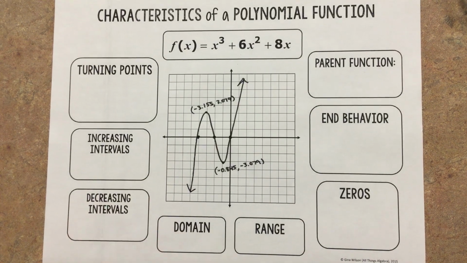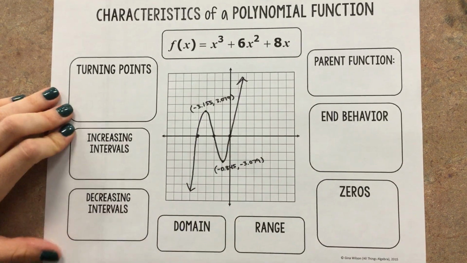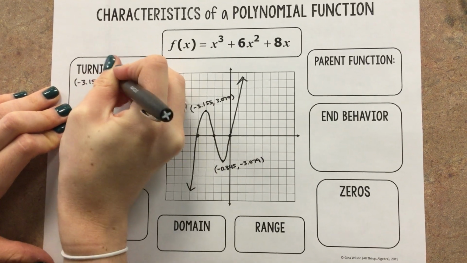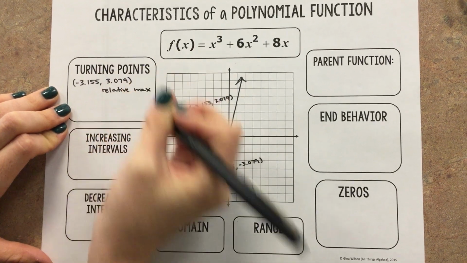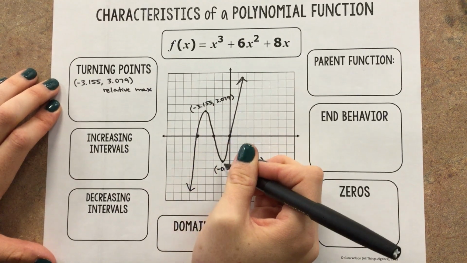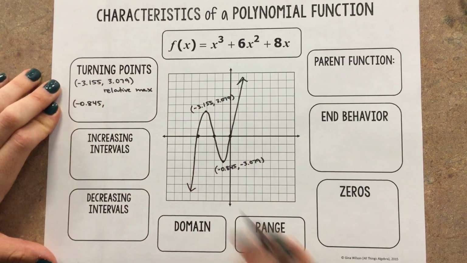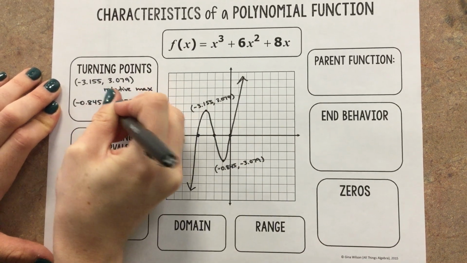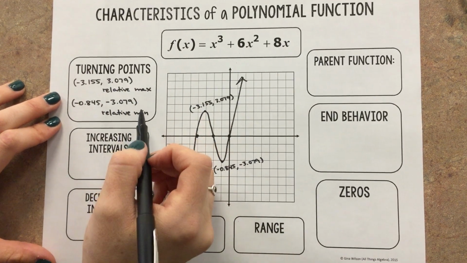All right, so our turning points. Turning points, this point right here, it's going up and then it turns around. That's what we mean by turning points. And then it goes back down. So this turning point, we can label it as negative 3.155, comma, 3.079, and that is a relative max. So you always want to be specific about which type of turning point it is. And then this one right here, we can write down that point because it's going down and then it turns around and starts going back up, meaning it's another turning point. So negative 0.845, comma, negative 3.079. And this one is like a little valley in the graph, so that is called a relative min. You don't want to just identify them as turning points without saying which type, either a relative max or a relative min.